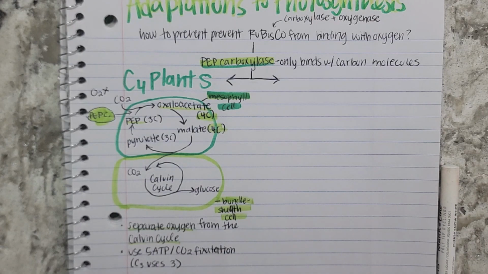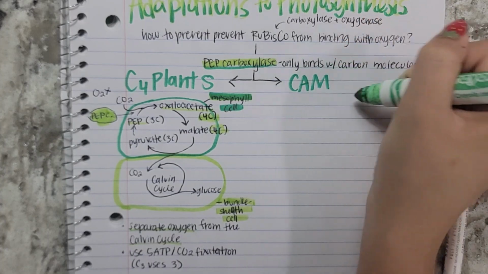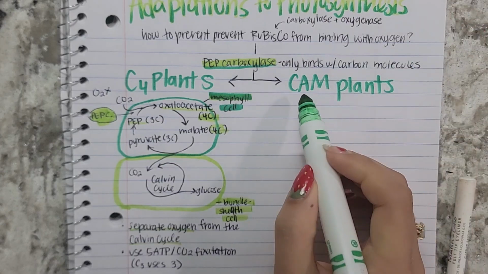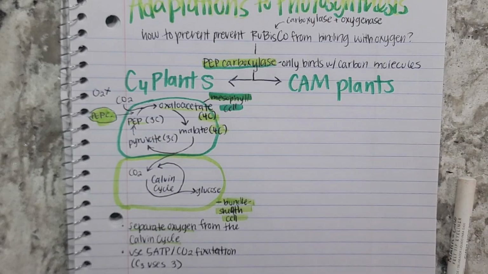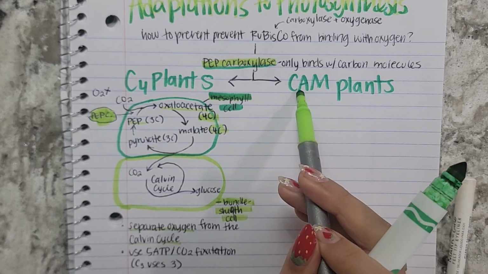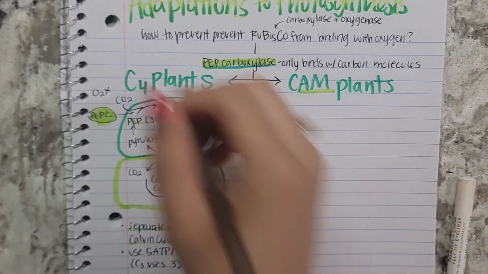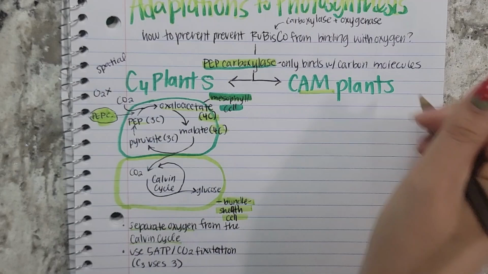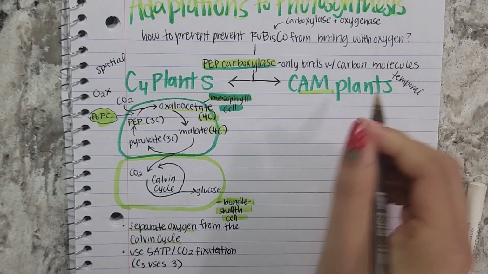Okay, so what is our other method? These are called CAM plants, which are actually really easy to remember because the solution with CAM plants is you separate it into day and night. So I like to remember CAM has AM, aka like AM, PM, so night and day. So this is a spatial solution, and this is a temporal solution based off of the time of the day.